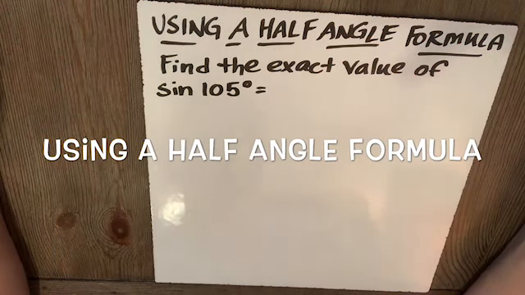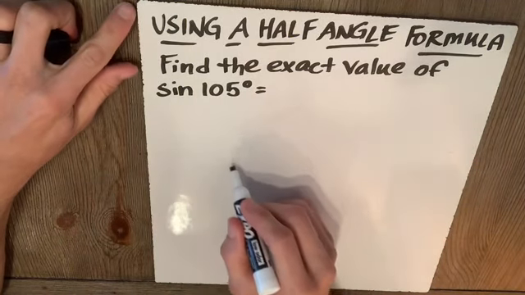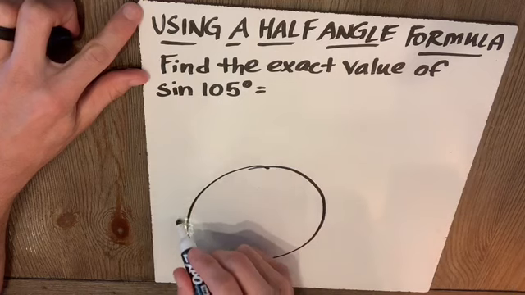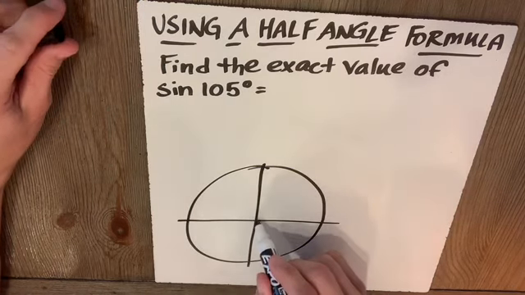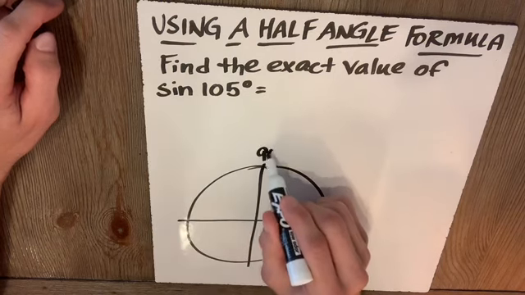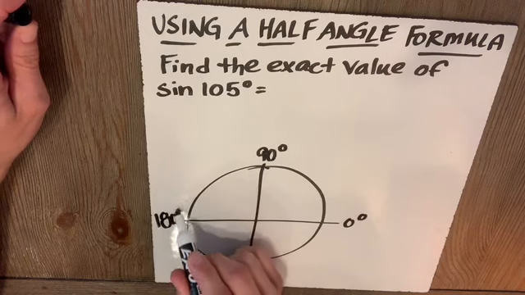Find the exact value of sine 105 using a half angle formula. Now, let's define the problem here. If I am looking at 105 degrees, remember the initial side of our angle is the positive x-axis. So if this is 0 degrees, isn't it gauche to use degrees? We love the radians.